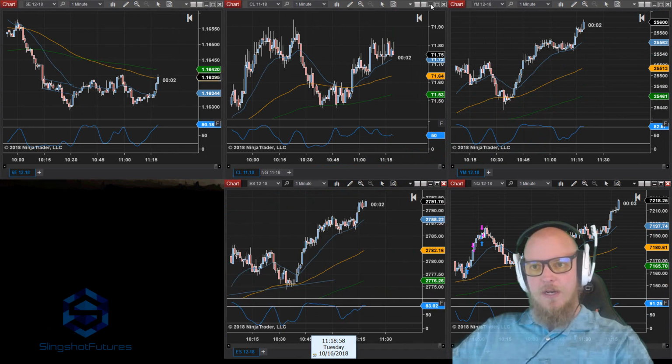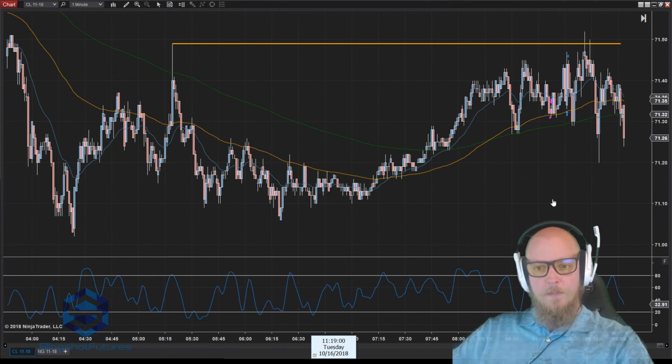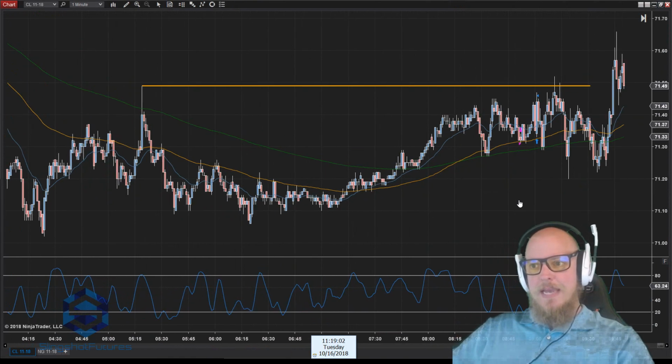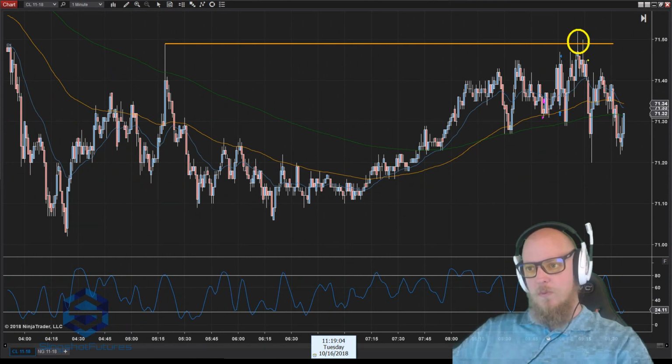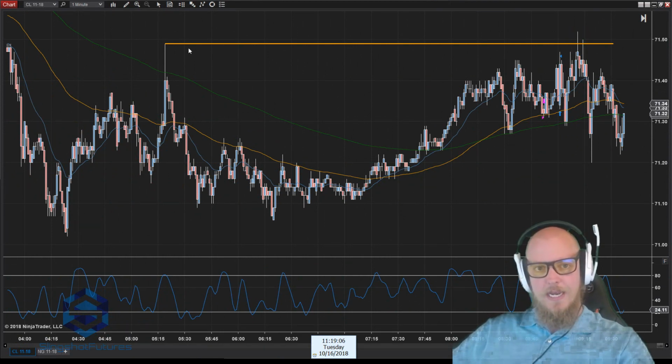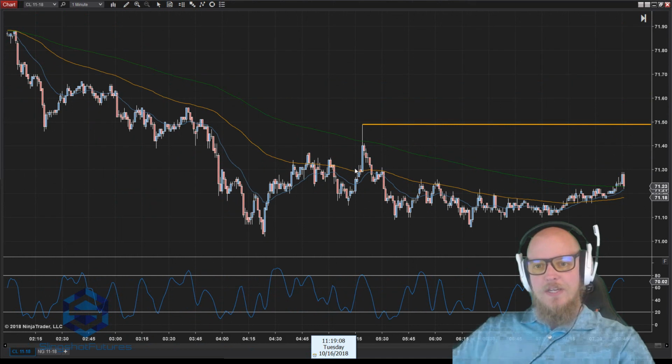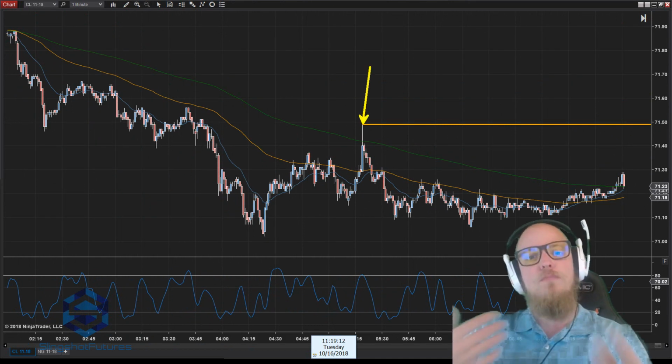Now, let's look at a different market and give us a different example here. Crude oil. So here, crude oil has a major structural level of interest. We actually were looking for a possible short off that area. And the reason that's a structural area of interest is not just because it's a swing high. I don't care that it's just a swing high. We need more than that.